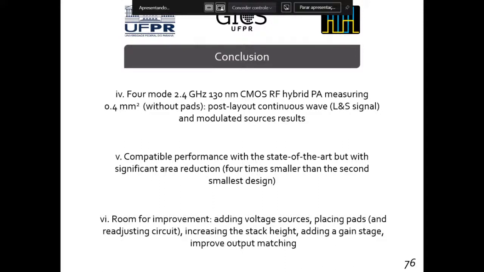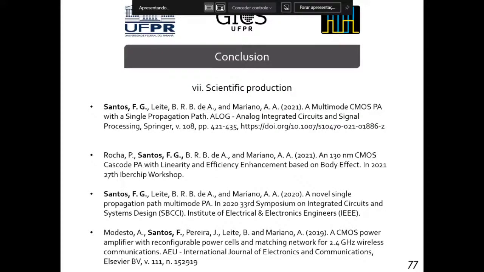However, there is room for improvement, such as improving the layout, placing pads, increasing the amount of stacked transistors, and adding a gain stage. Additionally, during these doctorate studies, these works were developed.